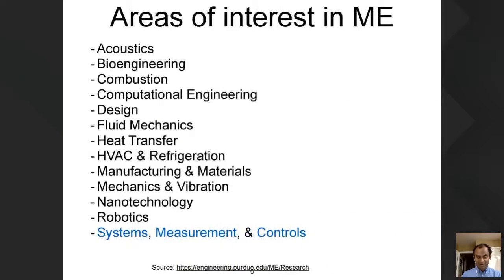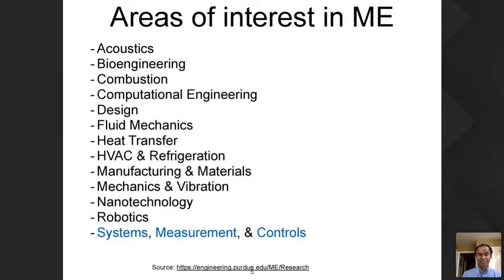Since I went to Purdue, I just took a page from the Purdue engineering website showing their areas of interest in mechanical engineering. Most mechanical engineering students will know that, oh yeah, I've taken that course, and so on and so forth. If you broadly see, they've categorized into acoustics, bioengineering, combustion, computational engineering, design, fluid mechanics, heat transfer, HVAC, manufacturing, and so on. And the last one, systems, measurements, and controls, which is my area of interest, and that's why I'm working on it.